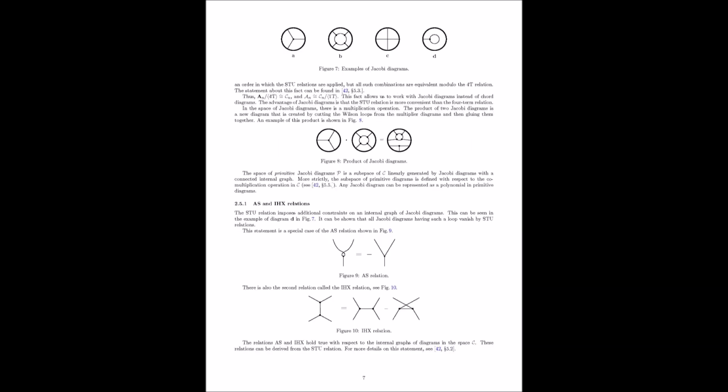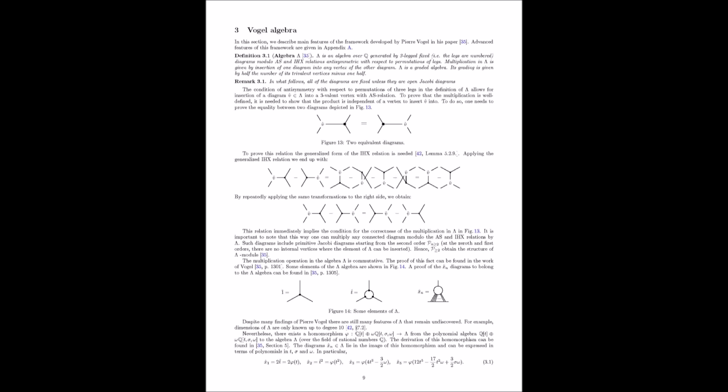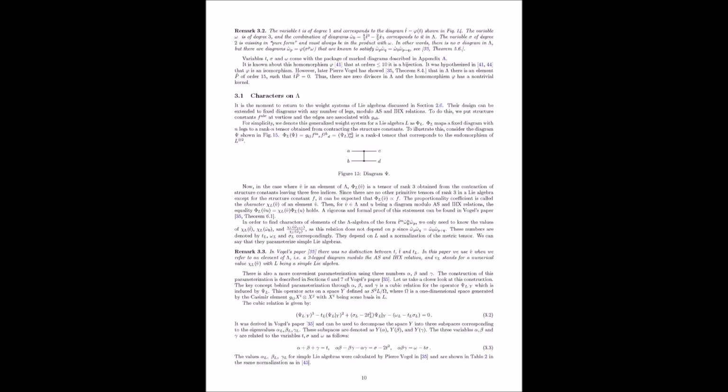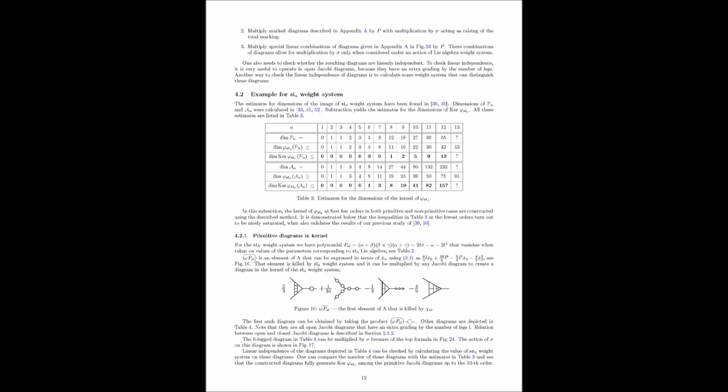Great question. We can use a few techniques to check for linear independence. One way is to use open Jacobi diagrams. They have this extra grading based on the number of legs, which makes it easier to see if two diagrams are truly different. It's like adding another dimension to our analysis. Another method is to apply a different weight system, one that doesn't vanish on those diagrams. If the values we get are different, we know the diagrams are independent. And have these techniques shown that the diagrams we're constructing are all distinct? They have. At least for the first few orders, the diagrams constructed using this method fully generate the kernel of the SLN weight system. We've mapped out its blind spots.